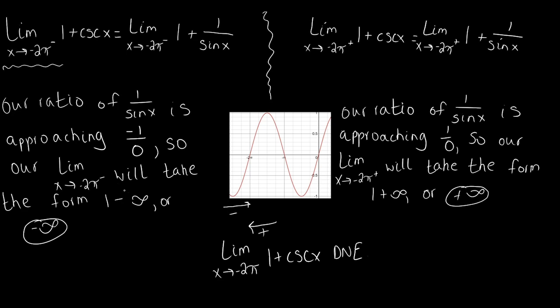So in that case, we boiled down our original function into approaching forms of 1 minus infinity or 1 plus infinity, to give us limits of negative infinity and positive infinity respectively. And we know that if the limits from the left and right don't agree, the limit at that given value does not exist.